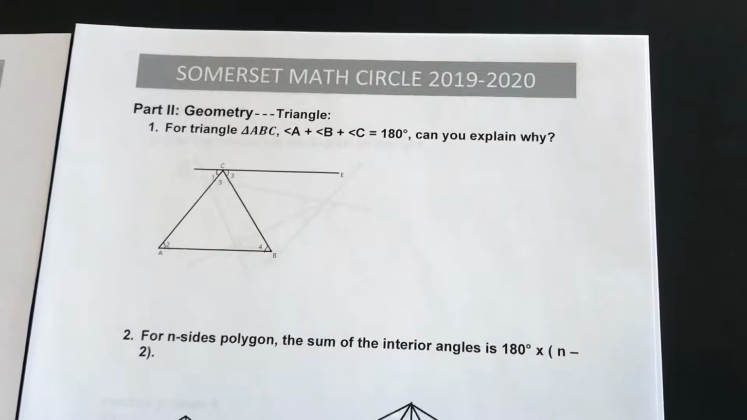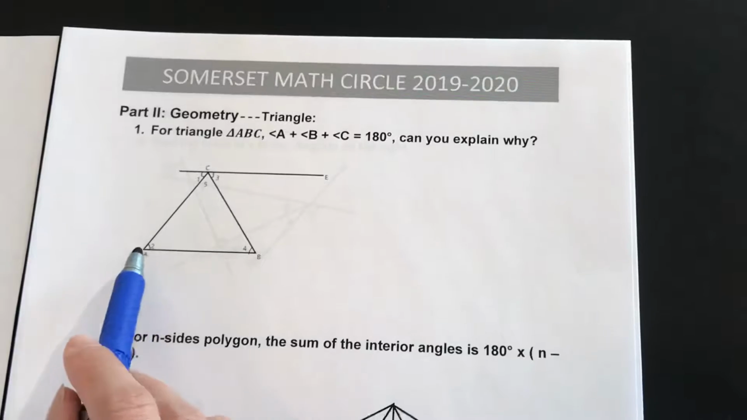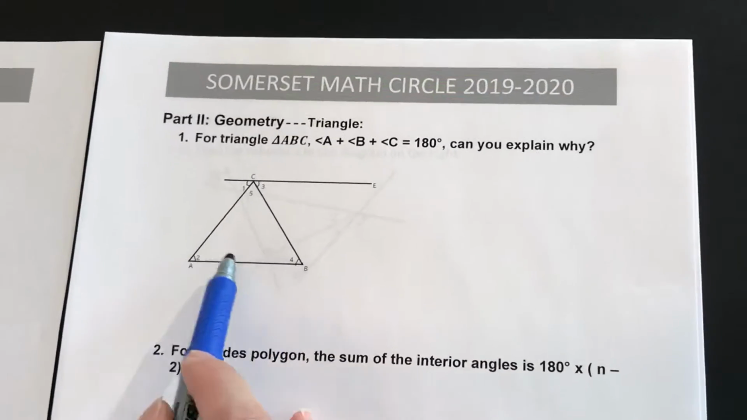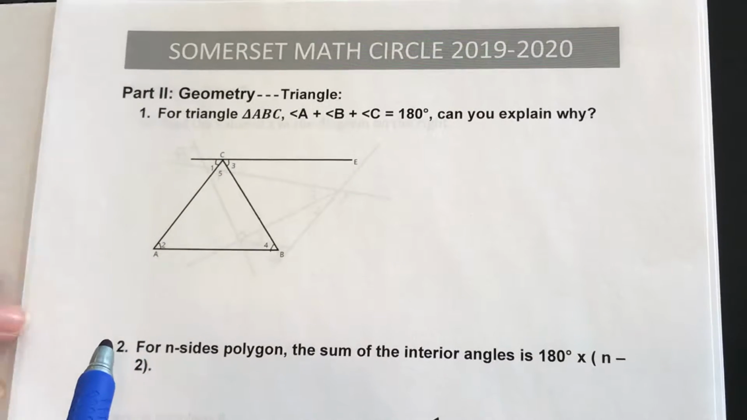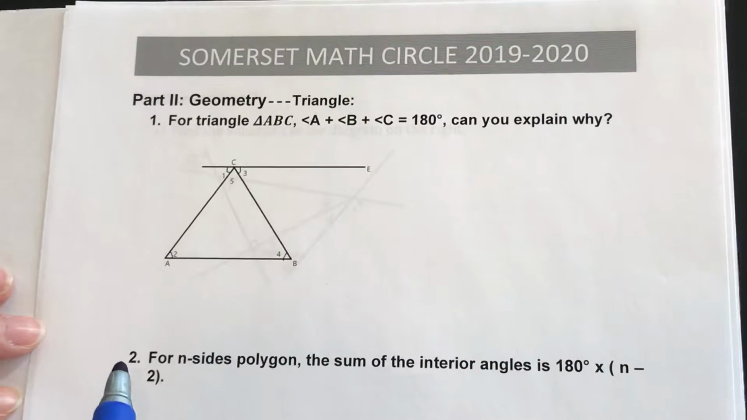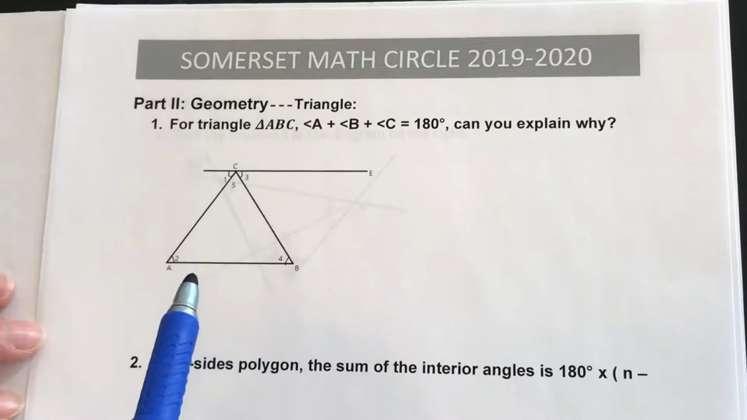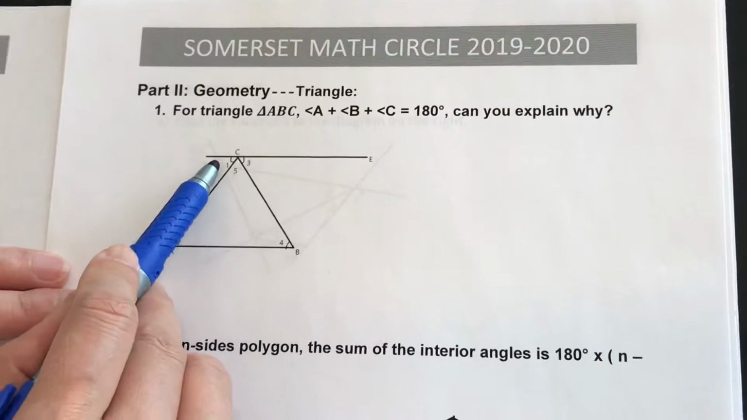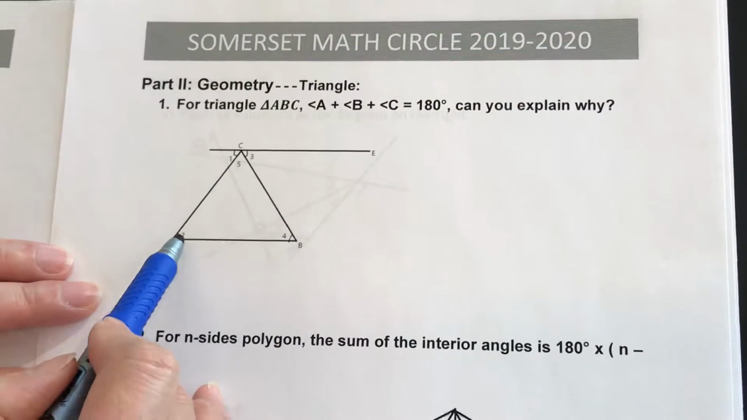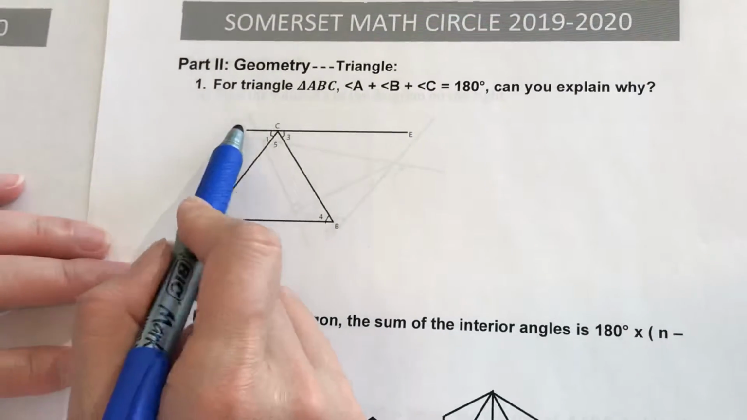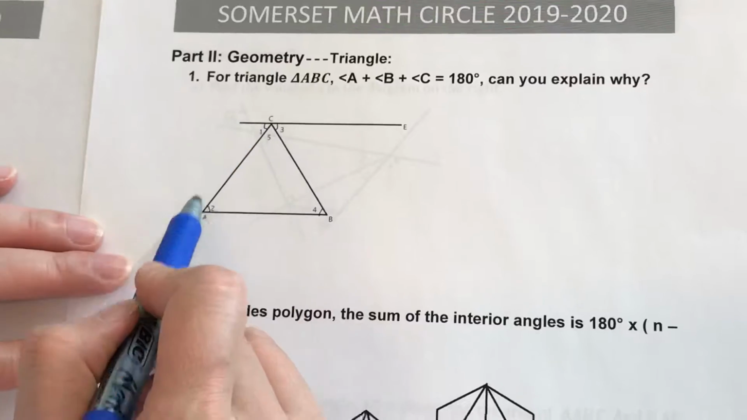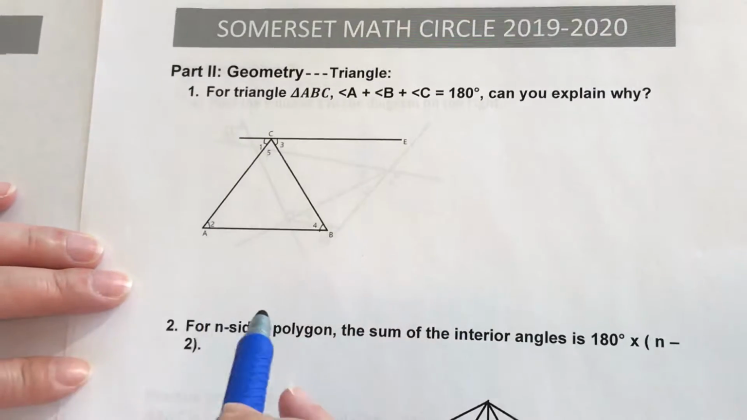Part 2, geometry, triangle. For triangle ABC, angle A plus angle B plus angle C equals 180. Can you explain why? Students can go back to lecture 1 where we introduced the names of all these angles. Angle 1 and angle A, or angle 2, are alternate exterior angles. Between two parallel lines, angle 1 equals angle 2, which is angle A.